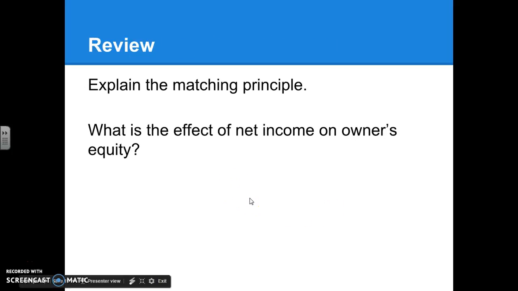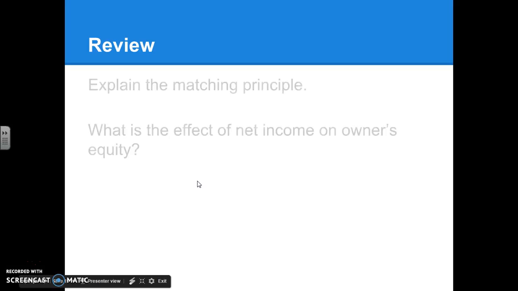So as a review, explain the matching principle. Matching whether or not we have a net income or net loss, depending upon whether or not we have more expenses than we do revenues. What is the effect of net income on the owner's equity account? Well, we know that if we have a net income, which means our revenues are greater than our expenses, it's going to make the owner's equity account increase in value.